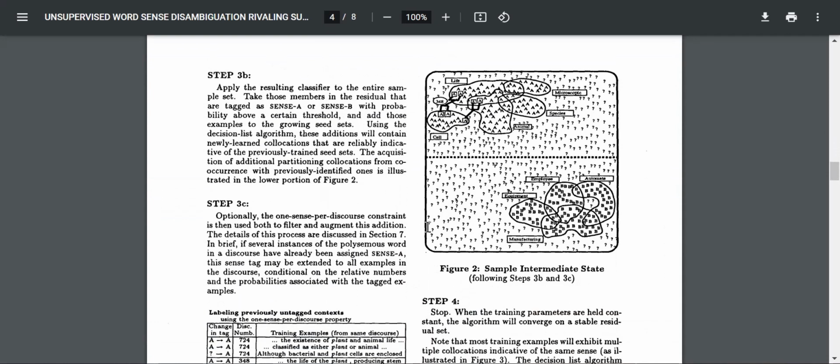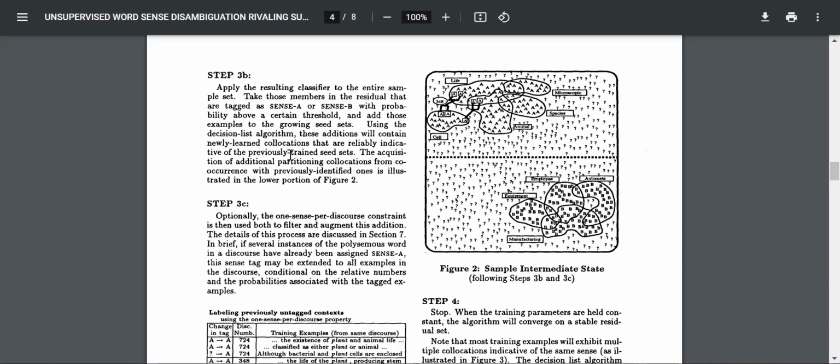So now let's have a look at step 3b. Apply the resulting classifier to the entire sample set. Take those members in the residual tagged as sense A or sense B with probabilities above a certain threshold. So you tell your classifier if you are 80% sure or 90% sure, then add that to that sense. So you have now effectively incremented your labeled data. Using the decision list algorithm, these additions will contain newly learned collocations such as species, microscopic, animals, cell, and so on.